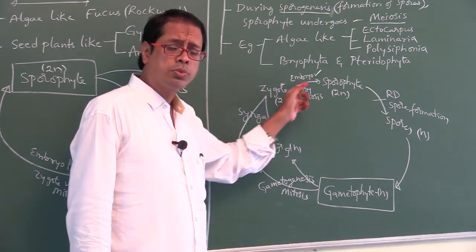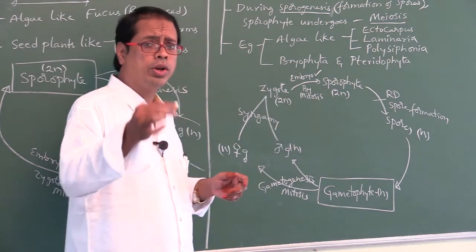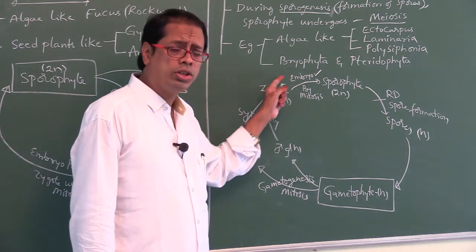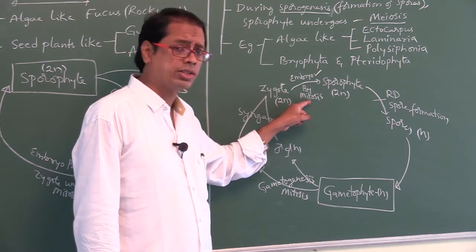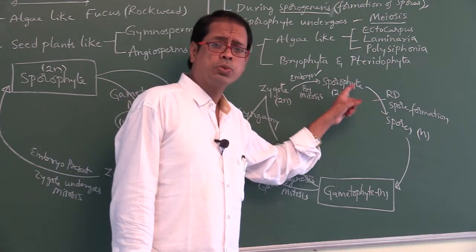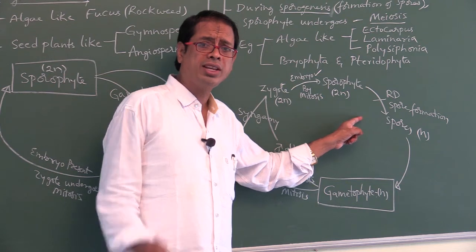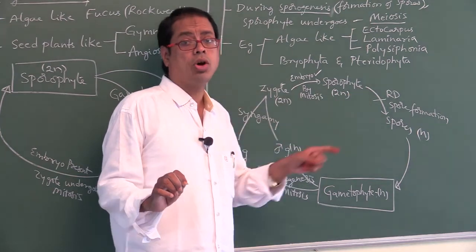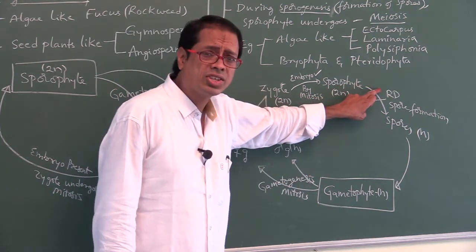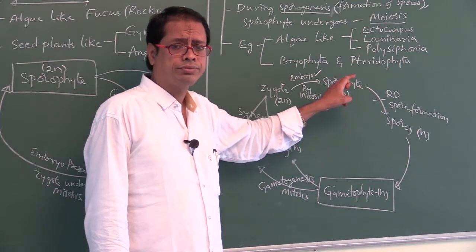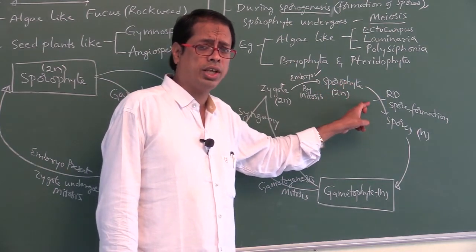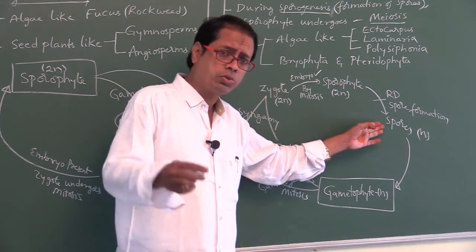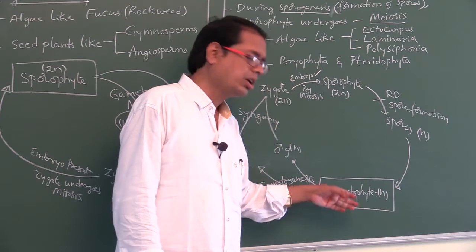Zygote to sporophyte means in the middle embryo is present. It is understood. This zygote undergoes mitotic divisions. Sporophyte produces spores. Sporophyte means 2N. Spores ploidy means N. 2N becomes N means meiotic division, that is also called reduction division. So during sporogenesis, meiotic division occurs. This spore undergoes many mitotic divisions and forms gametophyte.